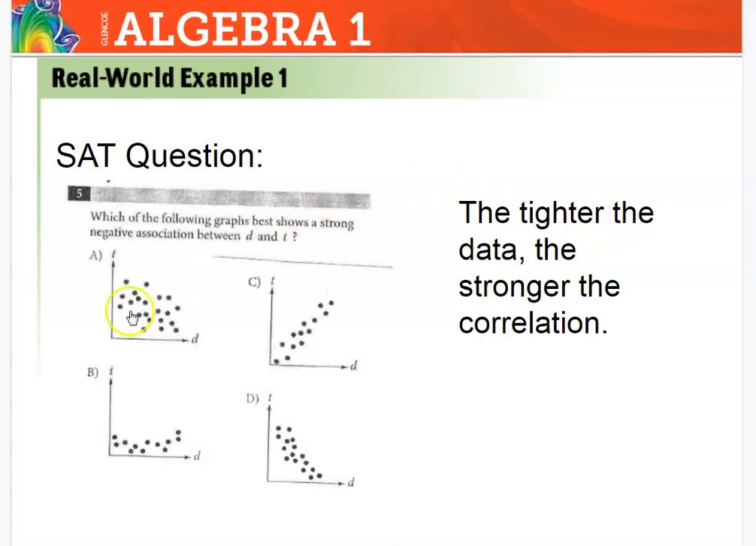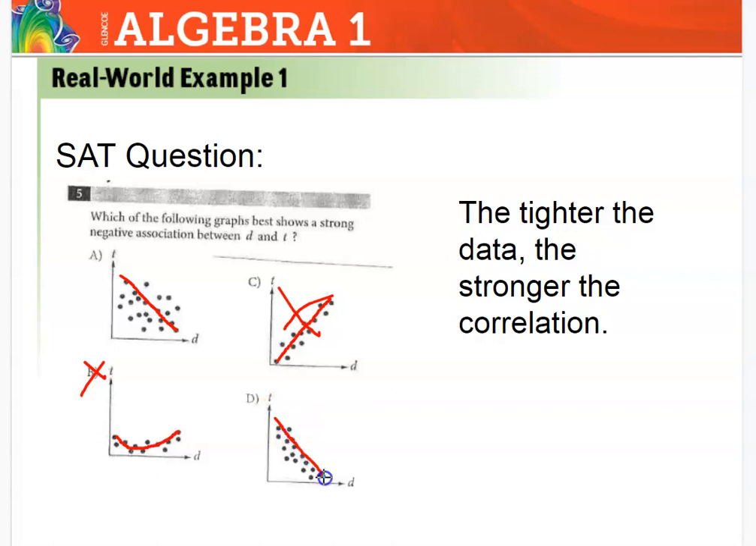A appears to be going down left to right. So that is negative, but it doesn't look real strong. That data is kind of scattered all over the place. B, I got one of these things going on. It starts off negative, but then it starts going back up. C, oh, that's doing one of these. That's positive. So it's not this one. I'd say it's not this one.